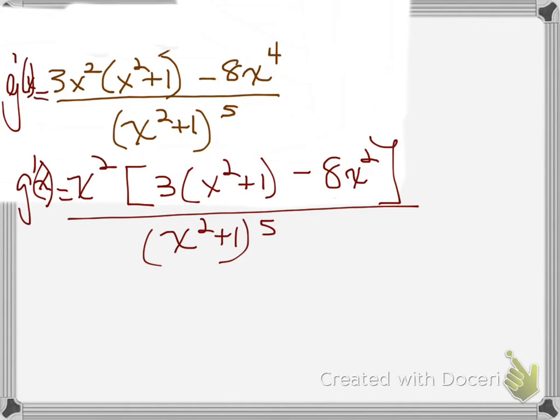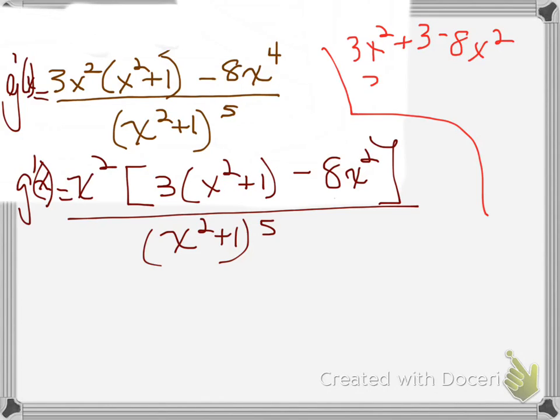Okay, so can I do more stuff with it? So let me just change my color and we'll do this over to the side. So looking at the numerator only, I'm going to have this be my little workbox. I get 3x squared plus 3 minus 8x squared. Okay, so I'm going to replace what was in the box with negative 5x squared plus 3.